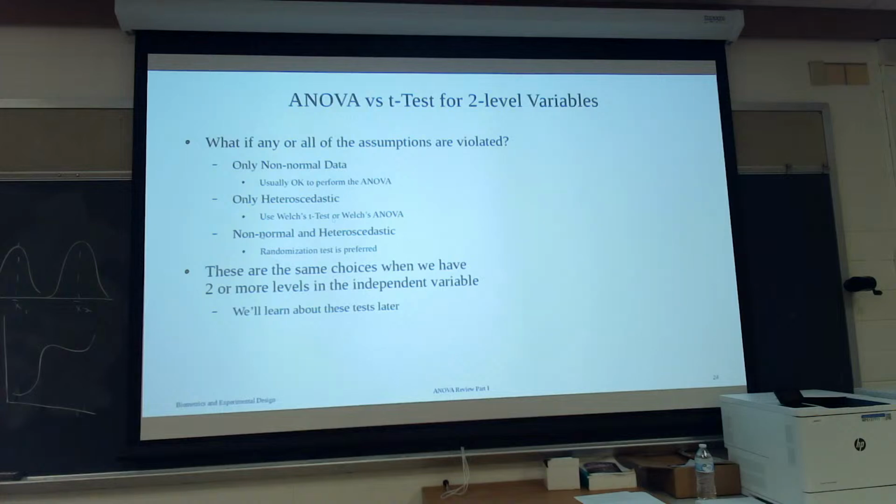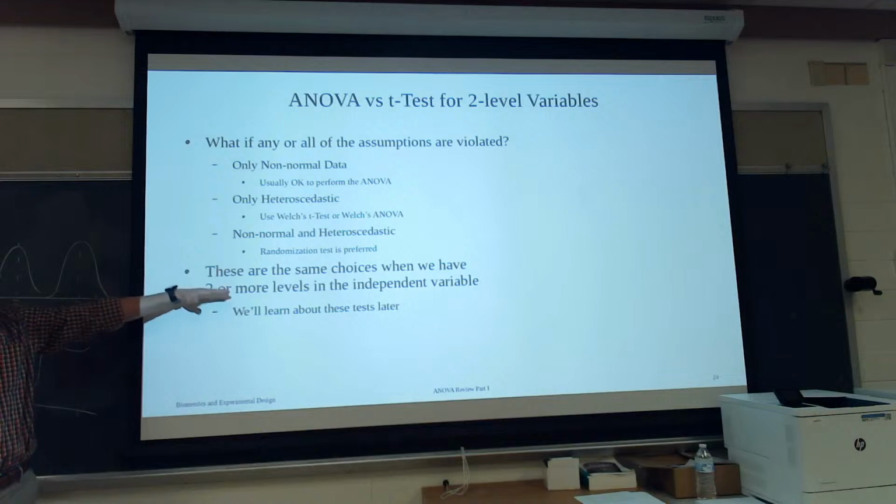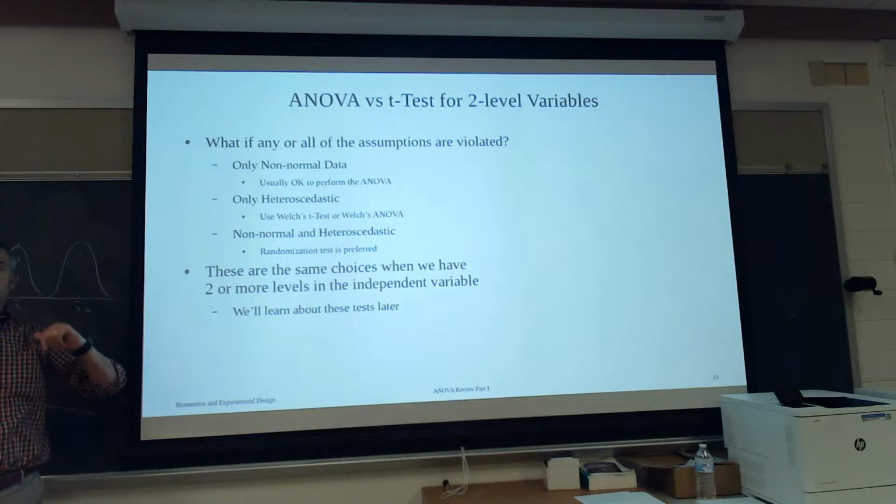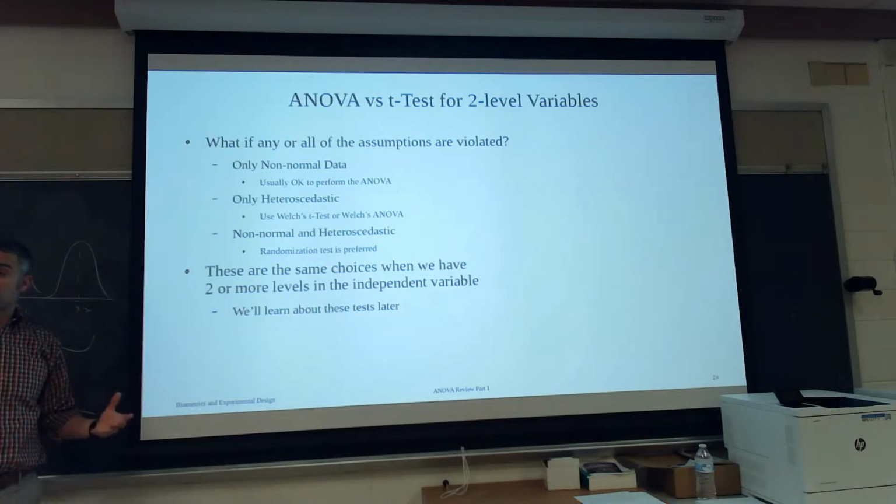What if we're both non-normal and heteroscedastic? Probably do some randomization tests. Again, I'm not going to present them here. We'll present them with a larger ANOVA because it all forms part of doing pairwise tests as post-hoc tests. These are the same exact choices as if we have more than 2 levels. So what we're going to do is jump to that case where we have 3 or more levels in our classification.